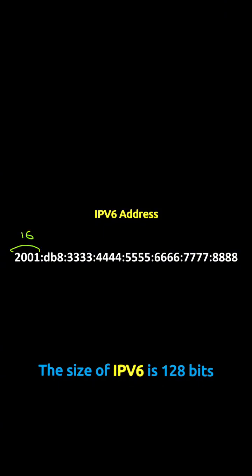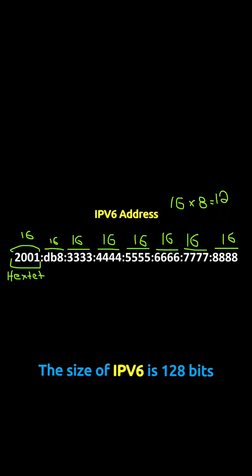That's why these parts are called hextets. There are 8 hextets in IPv6, so 16 times 8 gives us 128. The range of every hextet here is from 0 to FFFF. If we convert FFFF from hexadecimal to decimal, the value will be 65,535. So every hextet ranges from 0 to 65,535, whereas the IPv4 octet ranges from 0 to 255.